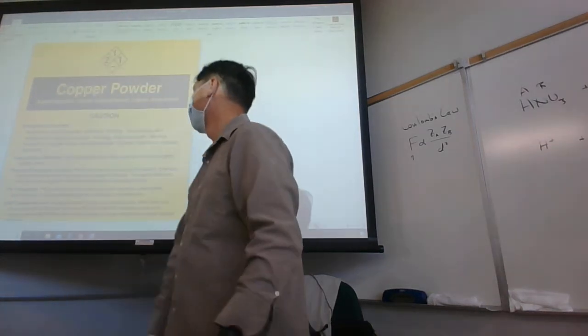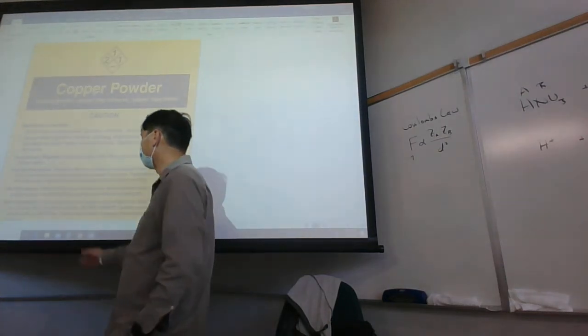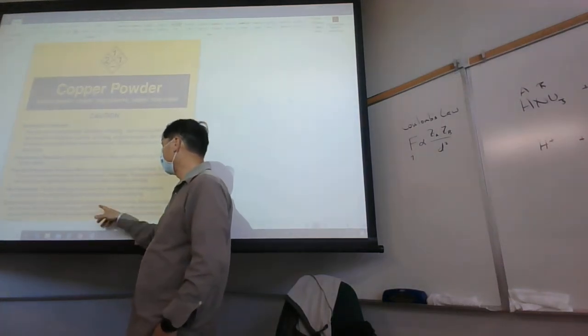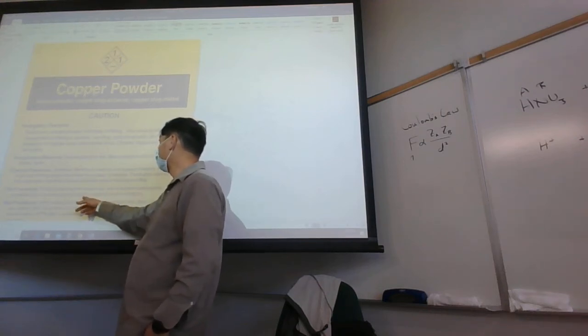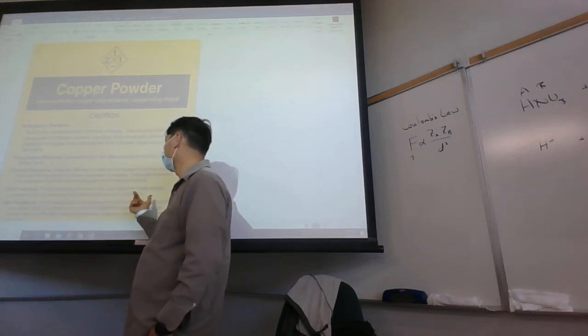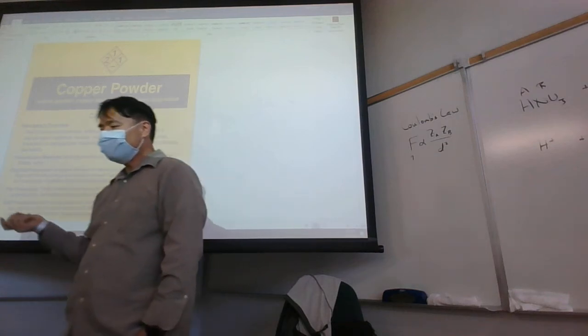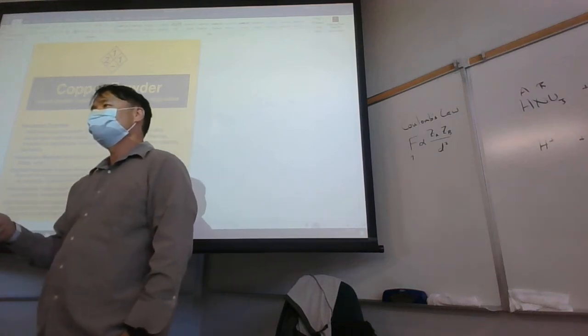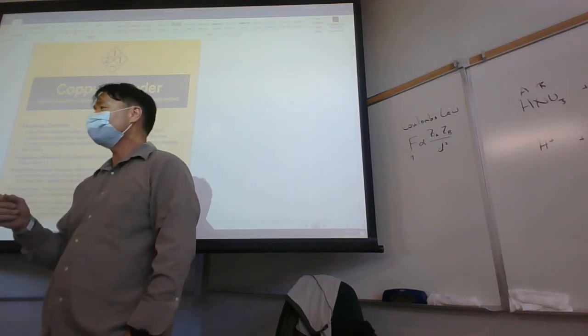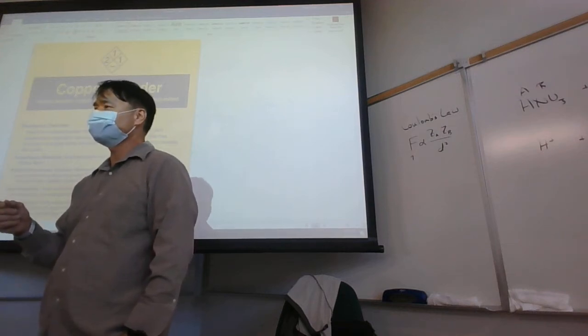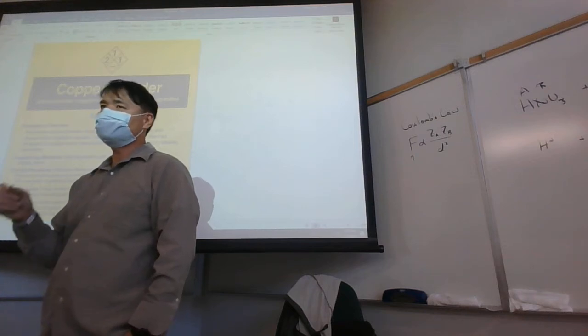Maybe I should show you some bakery explosions. Anyway, ignite spontaneously. Use extinguishing agents suitable for surrounding fires. Well, if you have a metal fire, do not use carbon dioxide fire extinguishers. You do not use CO2 fire extinguishers on metal fires. Do you know why?